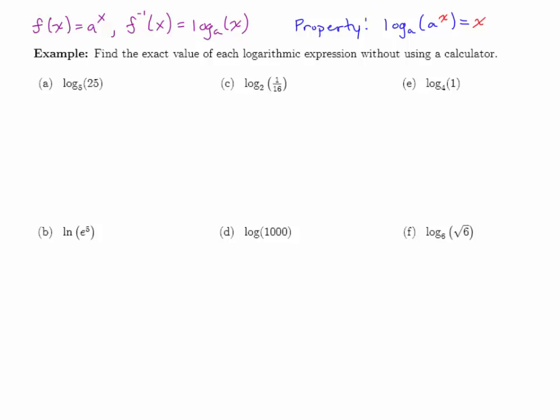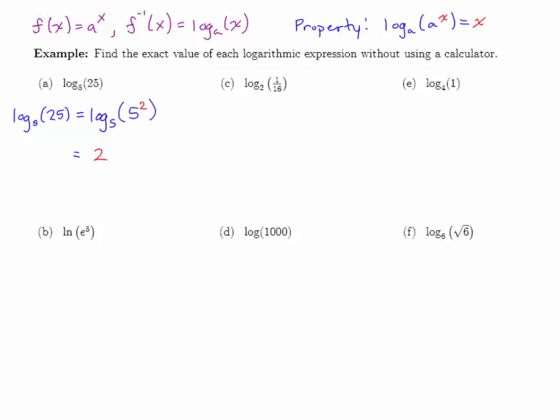We have log base 5 of 25. Now 25 isn't actually written with base 5, so in order to use this property, we need to make sure that what's inside that logarithmic expression is written with the same base. So we'll take log base 5 of 25, and we'll write that then as log base 5 of, and we'll write that 25 with a base of 5. So that's going to be 5 squared.